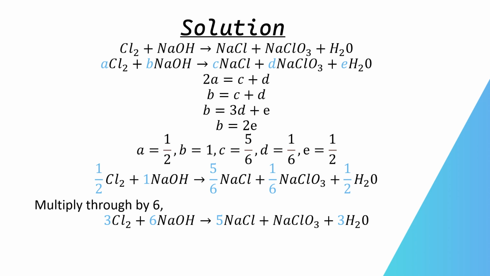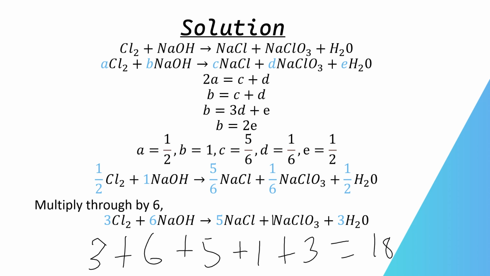The question says we should find the sum of the coefficients of the balanced chemical equation. So what do we do? We do 3 plus 6 plus 5. Don't forget this one here, plus 1 plus 3. So we get 9 plus 5, 14. 14 plus 1, 15. 15 plus 3, 18. So the answer is 18. Yes, we are now done.